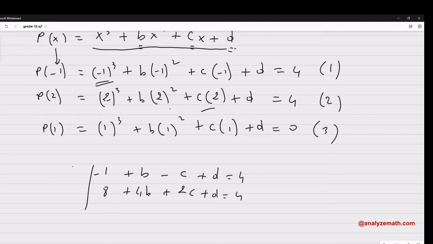This is equation number 2. The third one will be 1. 1 to the power 3 is 1. Plus b here. Plus c plus d equal to 0.